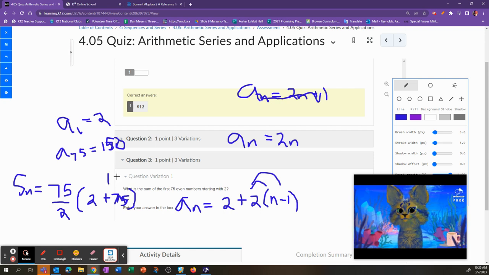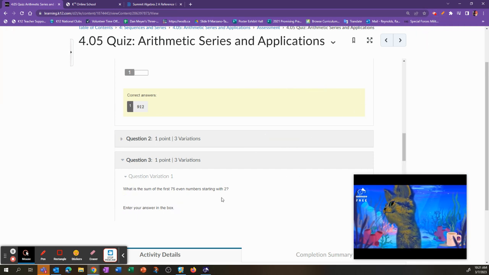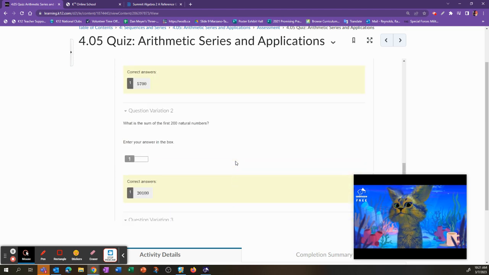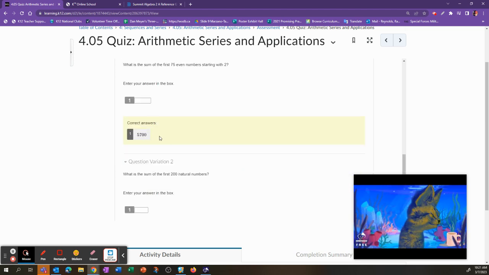Oh, silly. That didn't make sense. That's not right. 150. So there we go. Let's try that again. So now we have 75 divided by 2 times 152. 5,700. Let's see. Wow, this is really making me laggy. Oh, well, there you go. Okay, 5,700. Sum of the first natural numbers.